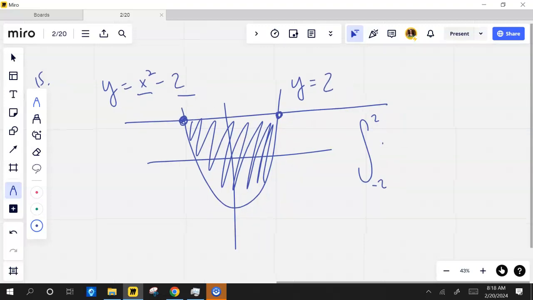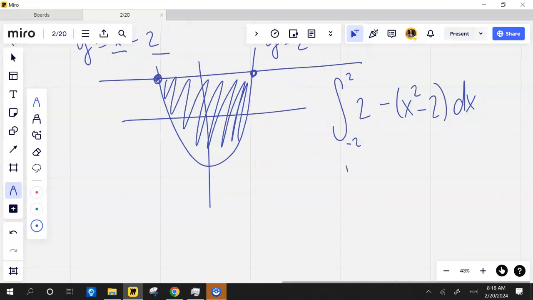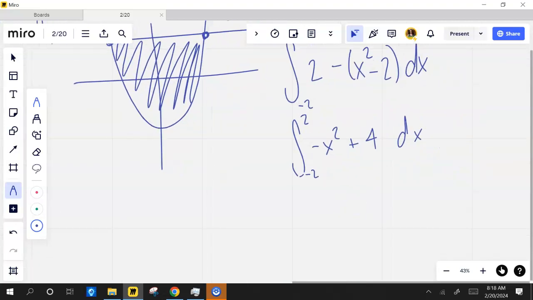So I'm going to do top. Top is 2 minus bottom curve. And remember these parentheses, because that's what's going to throw you and give you the wrong answer. So this ends up being from negative 2 to 2. I distribute that through, and I got negative x squared plus 4. And then I just do the antiderivative and evaluate. Negative 1/3 x cubed plus 4x from negative 2.